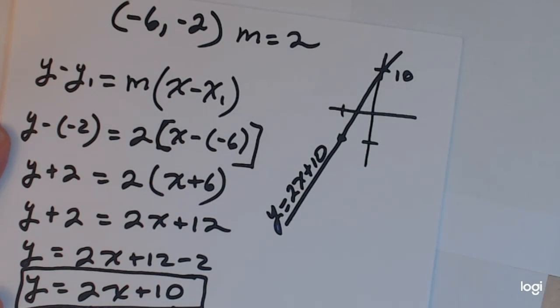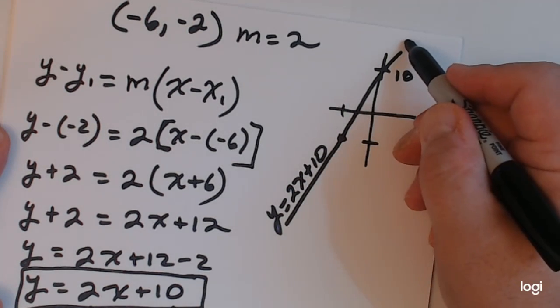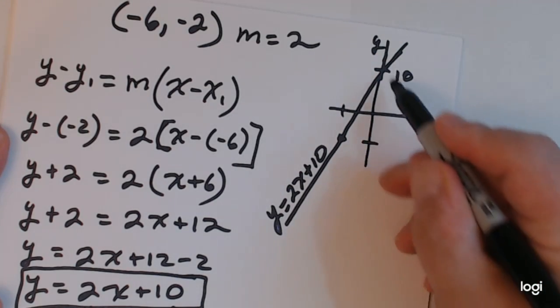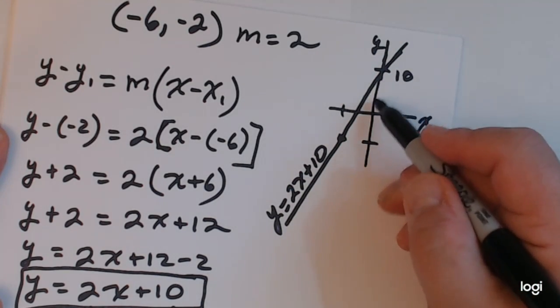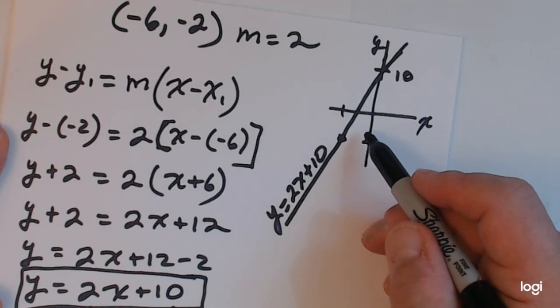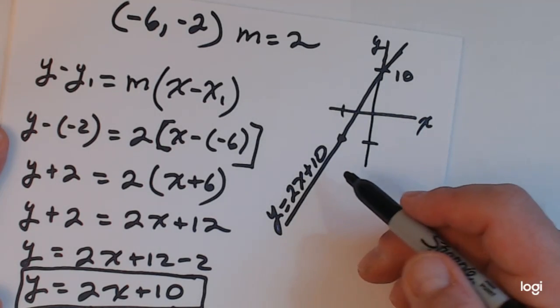So that's what this graph looks like. It's a line that intercepts the y-axis at 0, 10, and has a slope of 2.